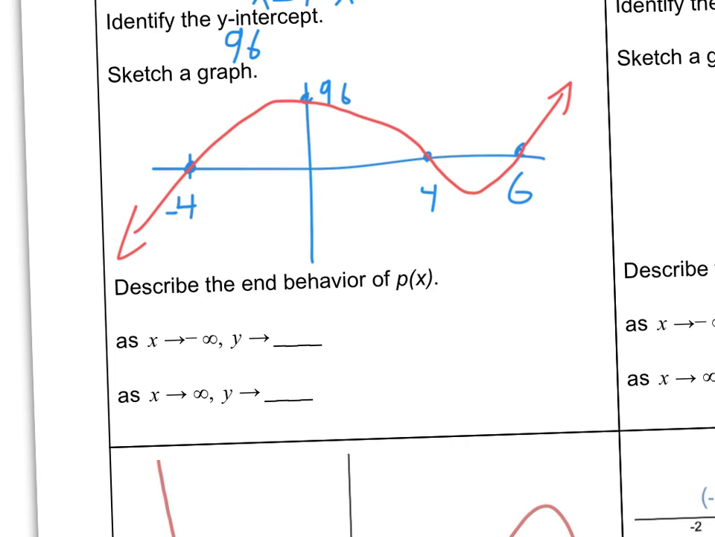For the end behavior, as x goes to negative infinity, that means left, and we just said that we're going down on the left side. We're going to also go to negative infinity for the y. For the right side, as x goes to infinity, that's a right side end behavior. Our graph is going up, so we're going to positive infinity.